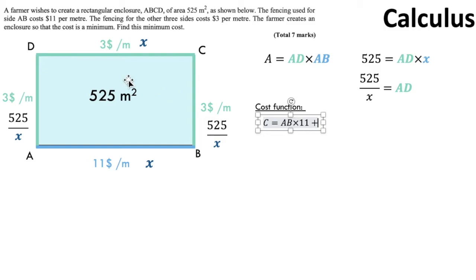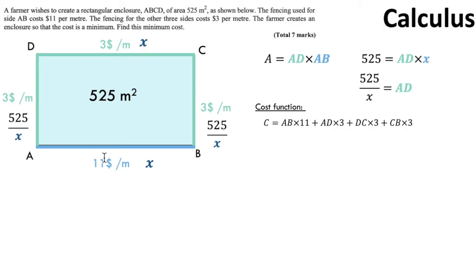Then for the next side, we have AD, and this one is times 3. The next one, DC, we have DC times 3 again. And then for the last one, CB, this one is times 3. Okay, so this is how you could interpret the function of the total cost.